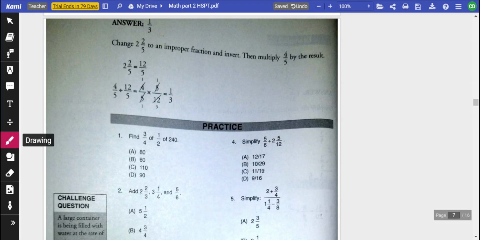Okay, so we're going to start out looking at our practice, and we're going to look at number 1. They ask us to find 3/4 of 1/2 of 240. First things first, they ask us to find 3/4, right? So I know my 3/4 is going to be what I use. Nothing's going to change about that. The magic word of means multiply, right? And then what are we multiplying by? We're multiplying by 1/2 of 240.